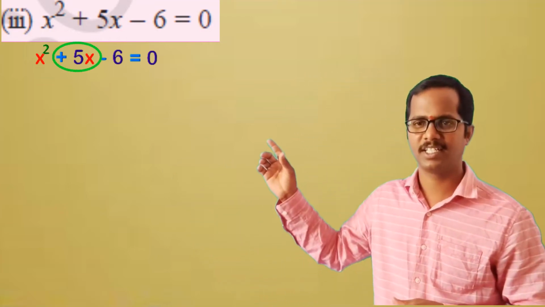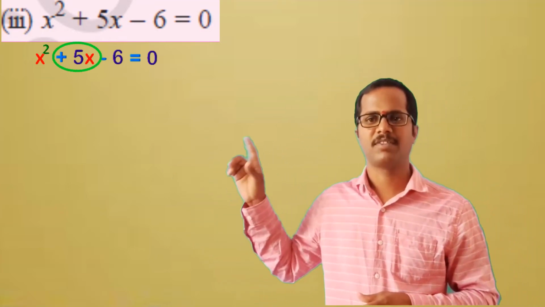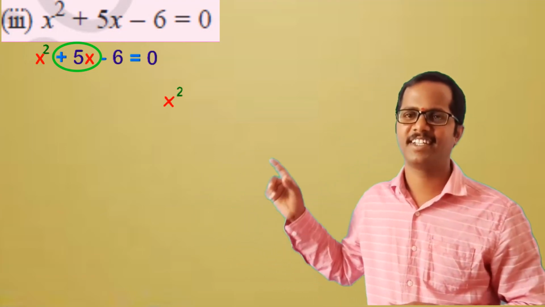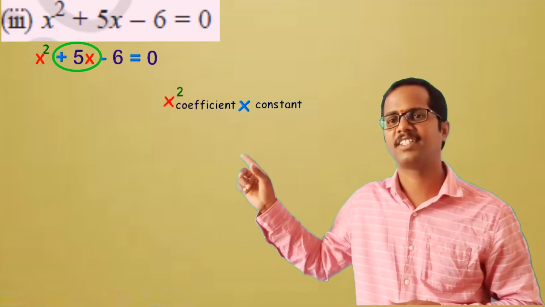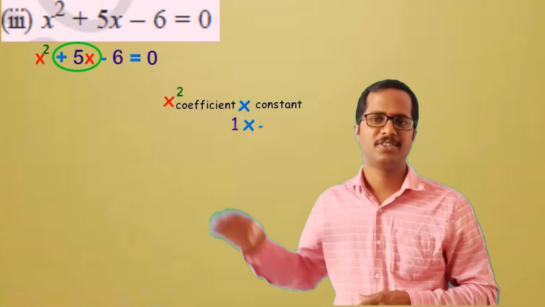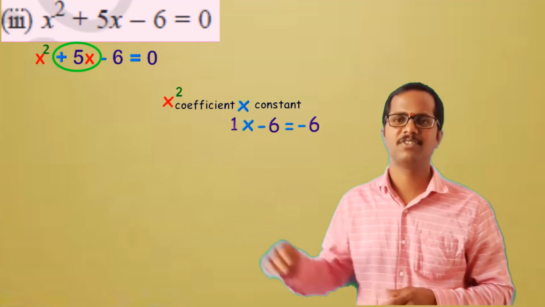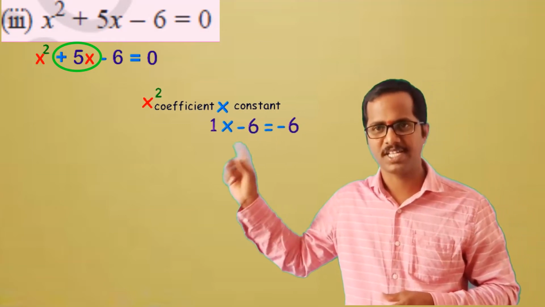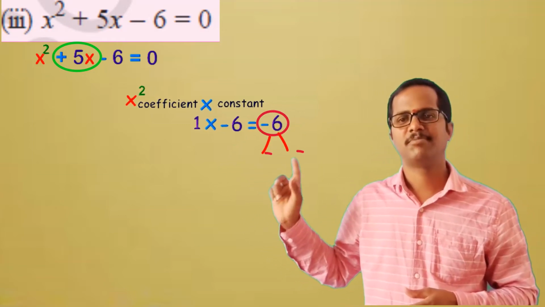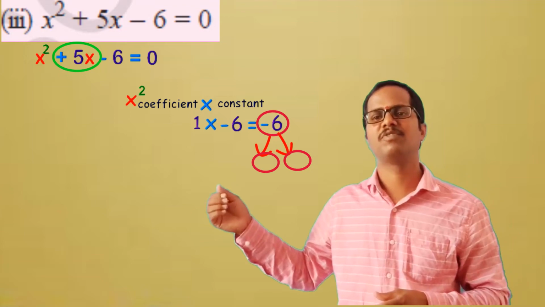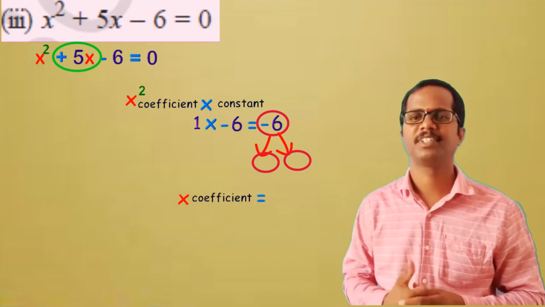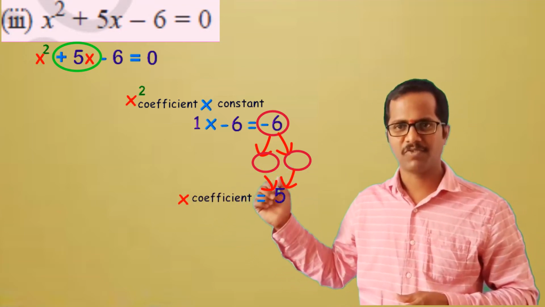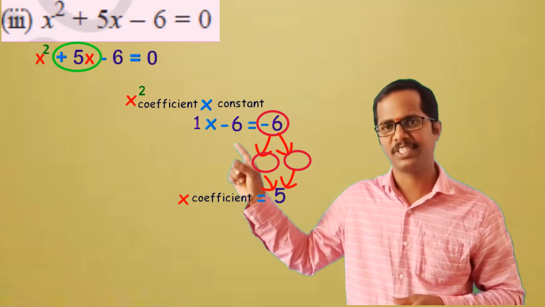For that we need to take the pair of factors for the product of x square coefficient and constant. Here x square coefficient is 1 and the constant is minus 6. So the product of 1 and minus 6 equals minus 6, and we need to take the pair of factors for minus 6 such that the sum of those factors must be equal to x coefficient, that is positive 5. So here we have x coefficient positive 5 and we have the product as negative 6.